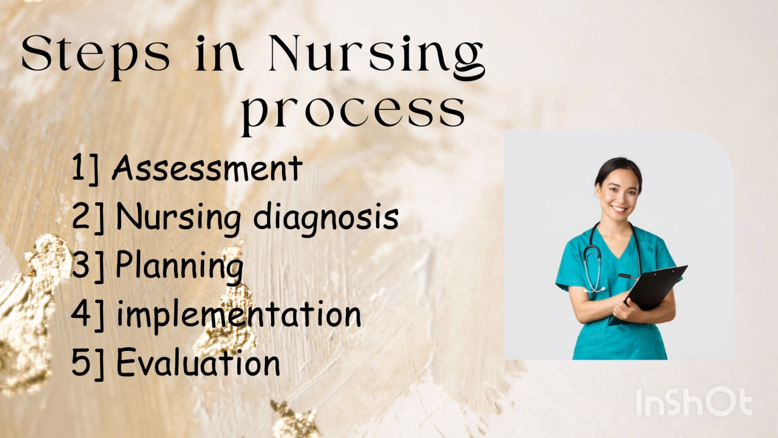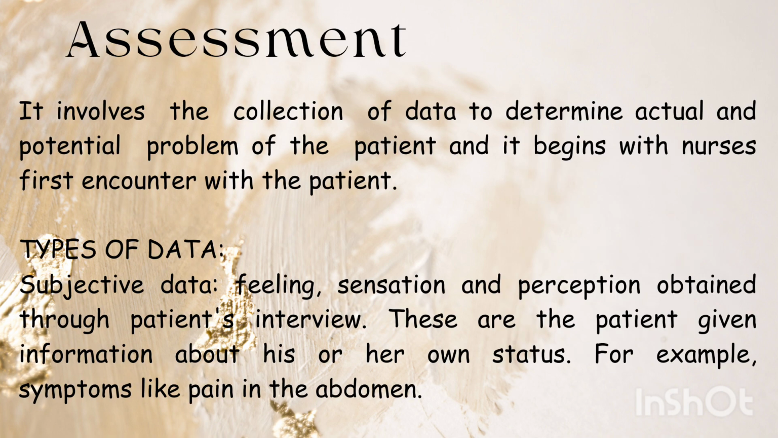So assessment, what is assessment? It involves the collection of data to determine actual and potential problems of the patient, and it begins with the nurse's first encounter with the patient. Next, types of data. There are two types of data, subjective data and objective data. What is subjective data? Feeling, sensation and perception obtained through the patient's interview. It is the information the patient gives about his or her own status. For example, symptoms of disease like pain in the abdomen.